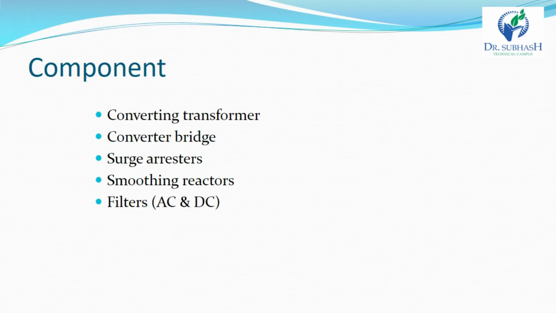Now the components of an HVDC system. HVDC systems mainly have components like converter transformer, converter bridge, surge arrester, smoothing reactor, and filters like AC and DC filters. First, the converter transformer. The converter transformer converts the AC network to the DC network, and it has two sets of three-phase windings. The AC side winding is connected to the AC bus bar and the valve side winding is connected to the valve bridge. These windings are connected in star for one transformer and delta for the other.